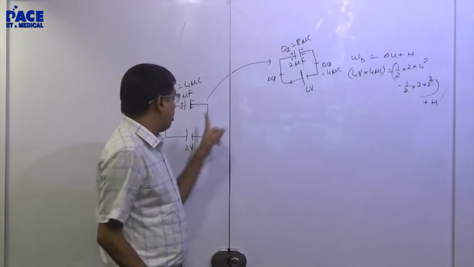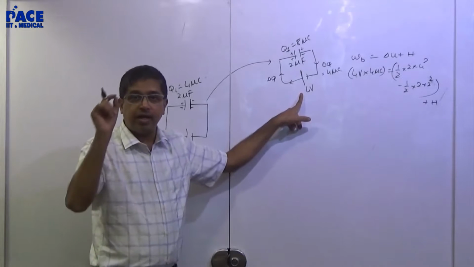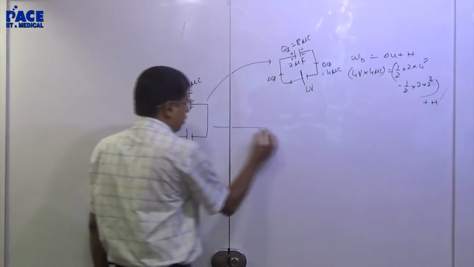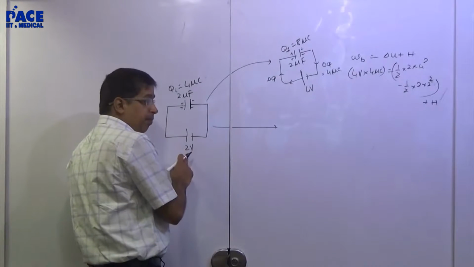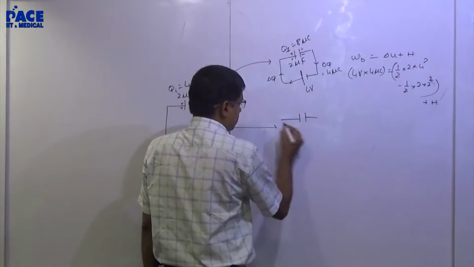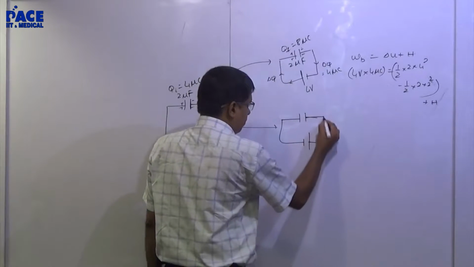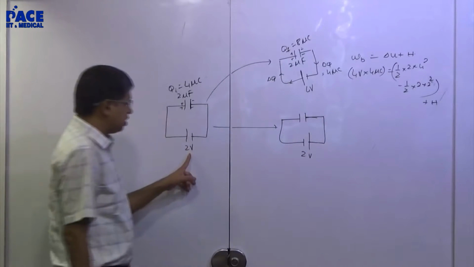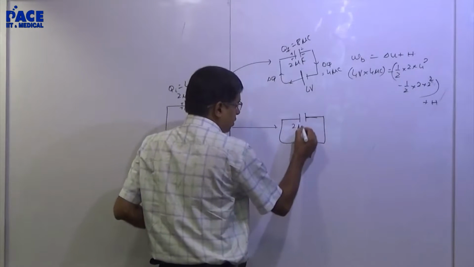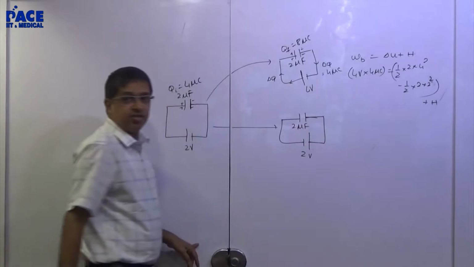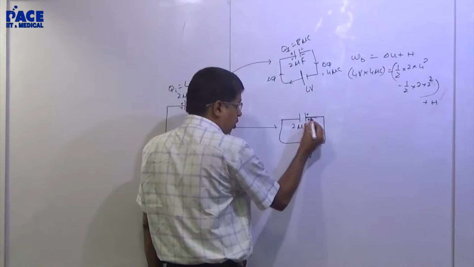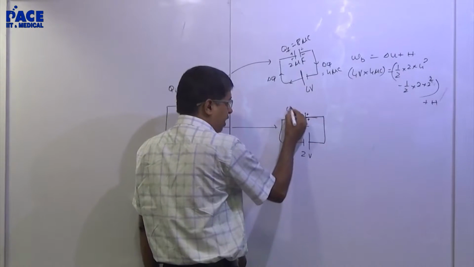Suppose instead of replacing the 2 volt battery with a 4 volt battery, I first of all replace this 2 volt battery with the polarities reversed. Same 2 volt battery, I reversed the polarity. I picked it up and replaced it. This will be a 2 microfarad capacitor. Observe this carefully. Now I should have positive charge deposited on this plate.